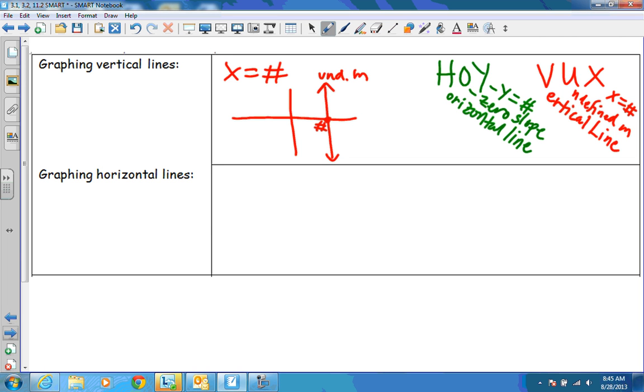So let's do a quick example. What's your favorite number? 10x equals 20. What do you first have to do? Solve for x. So what's x equal to? What kind of line is it if it's x equals? Vertical line going through what value? 2.